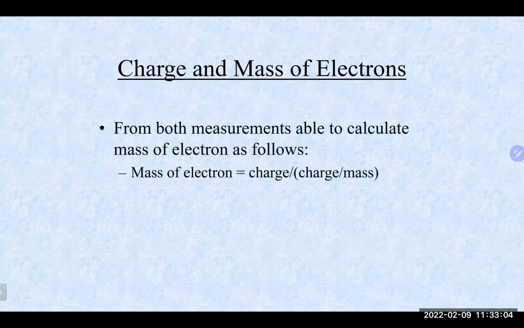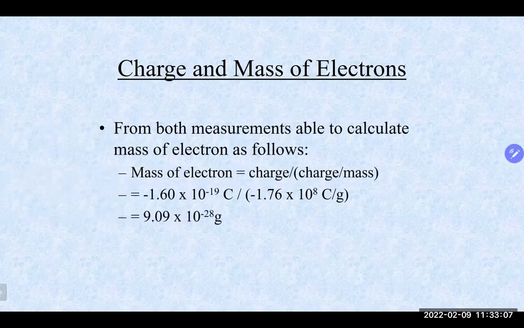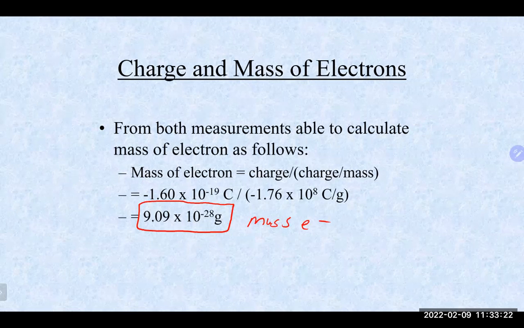So putting those together, we're able to come up with the actual mass of an electron, which is this number right here, which is 9.09 times 10 to the minus 28 grams. Is that a large number or a small number? That is a really small number. It's like 28 places to the left, with a lot of zeros. So that is the mass of an electron. From these two experiments, we were able to determine the mass of an electron being what's on the bottom. And we also know, again, the electron is negatively charged.